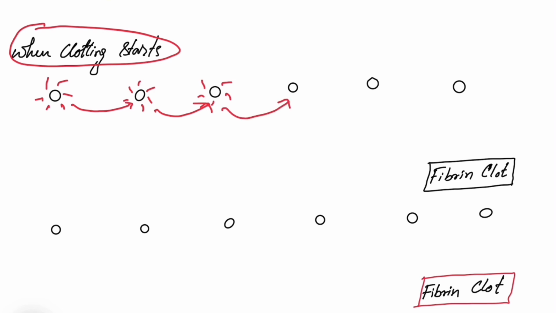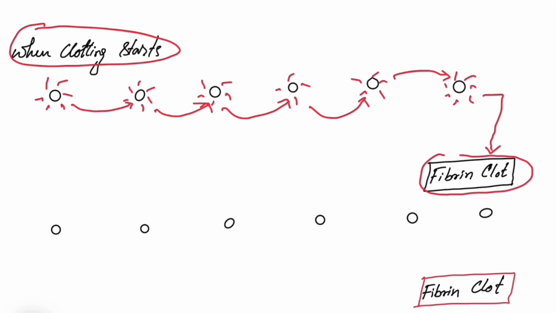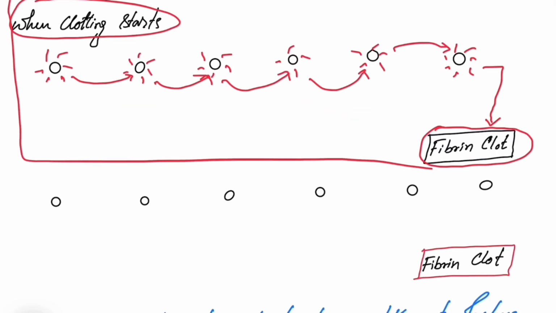It will go on and activate other coagulation factors. This is a kind of chemical reaction in which one factor activates another, and eventually there will be a fibrin clot. If you get the fibrin clot, the clotting process is complete. The blood will become solidified and it will stop the bleeding. This is the normal phenomenon of clotting.